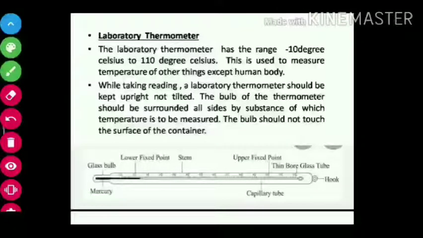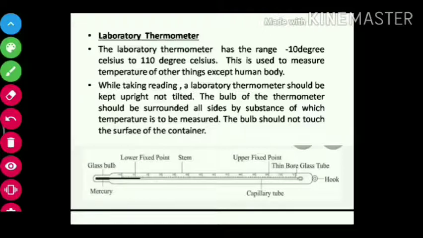Then we have studied measuring the heat. That measurement is known as temperature. This temperature can be measured in degree Celsius or degree Fahrenheit. Now we are using degree Celsius, and for measuring temperature, the device is the thermometer. We have studied about the clinical thermometer, and now we will start the laboratory thermometer.